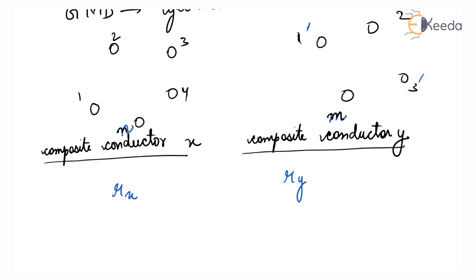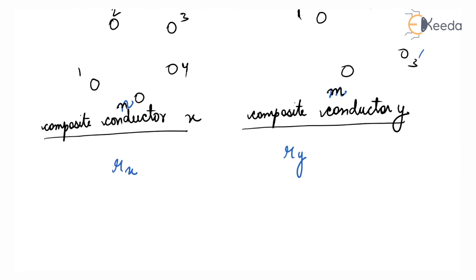So conductor X has n identical strands or subconductors, each with radius Rx, and conductor Y has m identical strands or subconductors having radius Ry. So total current in group X is I and total current in group Y is minus I. Why? Because here current is entering and here current is returning.